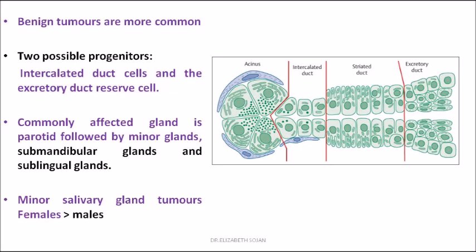The commonly affected gland is mainly the parotid gland, followed by the minor salivary glands, the submandibular glands, and also the sublingual glands. Clear? Most of the time, minor salivary gland tumors are seen mainly in females compared to males. For the MCQ part, just note down which are the progenitor cells: the intercalated duct cells and the excretory duct cells.